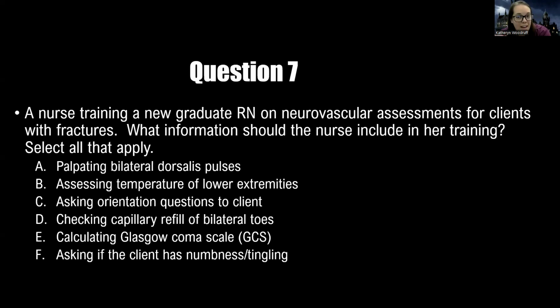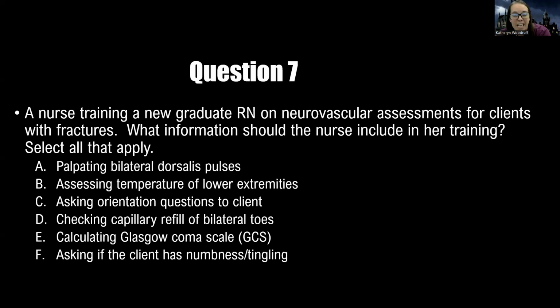So that's what you always have to ask yourself: maybe this is appropriate for a patient with a fracture, but not necessarily for a patient when we're specifically saying what's a neurovascular assessment. The last one is ask the client if they have numbness and tingling. And this would be the P for paresthesias. And so this would be another part of it.